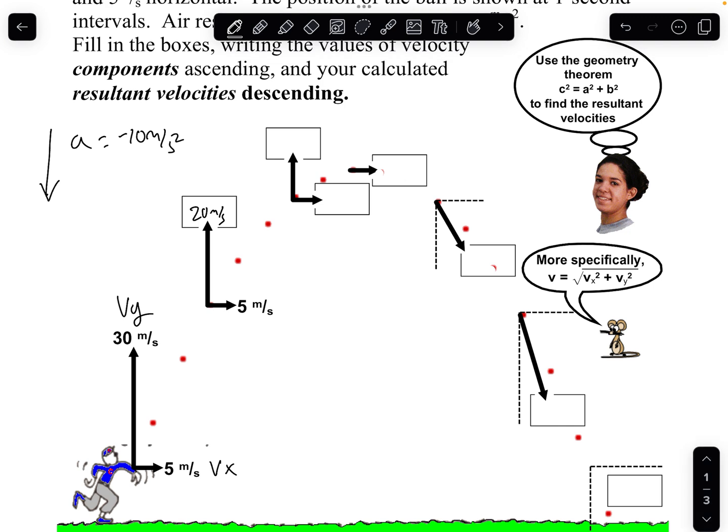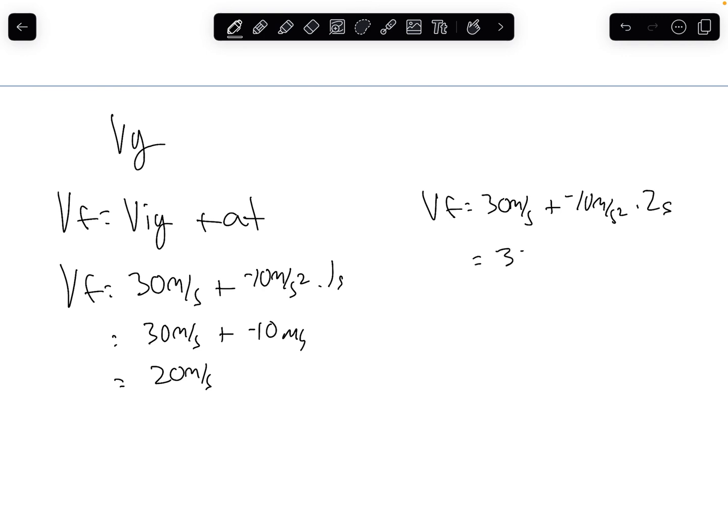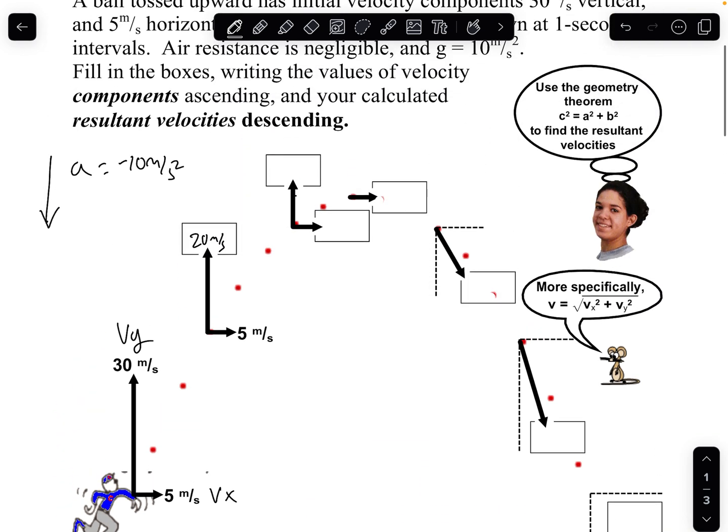Okay, if you do the same approach, right, you're going to see that we're going to slow down even more when we get to this position here. So let's go ahead and throw the numbers in and see what we get again. We're going to go Vf equals 30 meters per second plus gravity, negative 10 meters per second squared. But now we're looking at it after 2 seconds. So we're going to go 30 plus negative 10 times 2, which is negative 20. So 30 meters per second minus 20 meters per second. Our velocity after 2 seconds will be 10. So we've slowed down by another 10, folks. Again, this is very predictable.